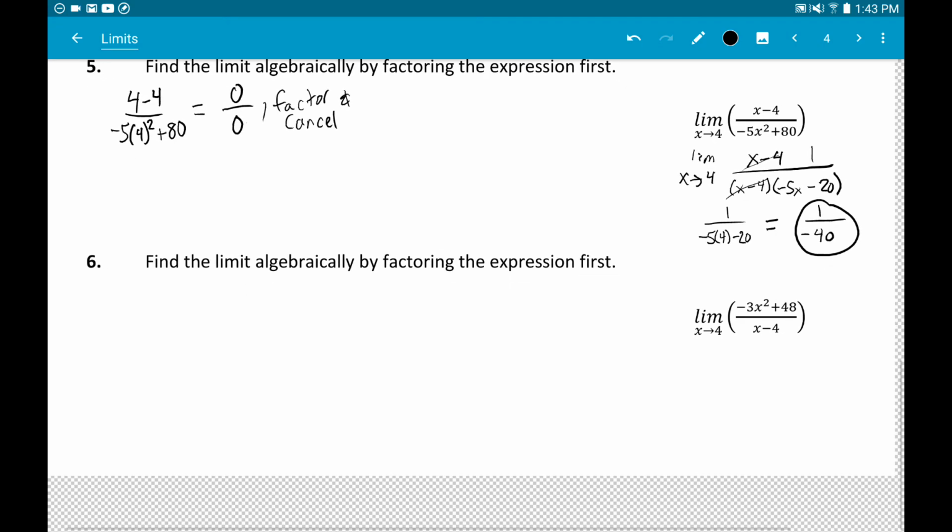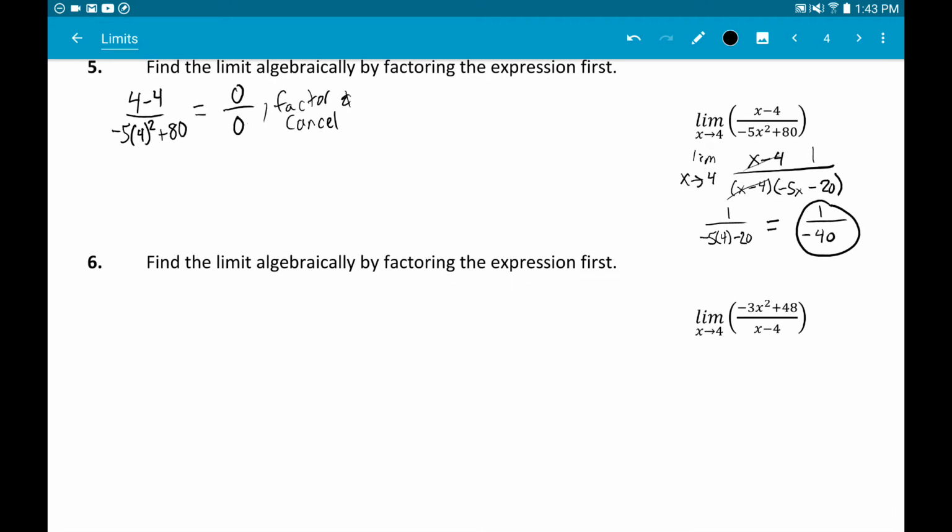Alright, number 6, basically the same idea again. If I plug 4 into here, let's see what happens. Negative 3 times 4 squared plus 48 over 4 minus 4. So definitely 4 minus 4 on the bottom is 0. On the top, 4 squared would be 16 times negative 3 would be negative 48 plus 48 is, again, 0 over 0. So that's telling us we need to factor and cancel.